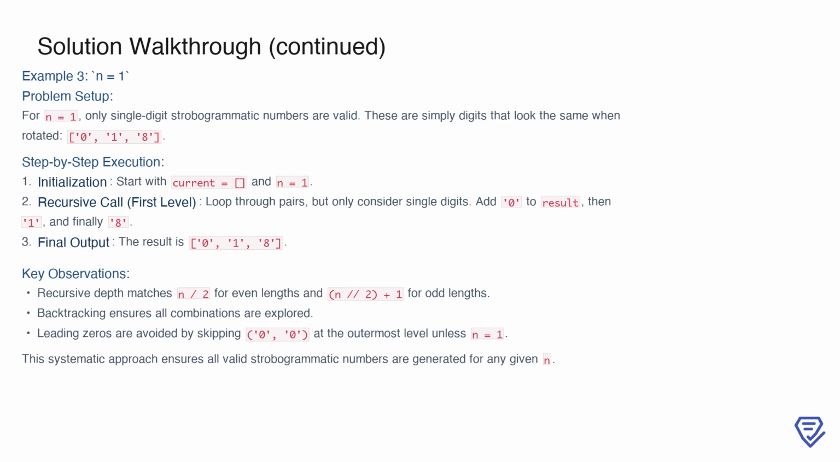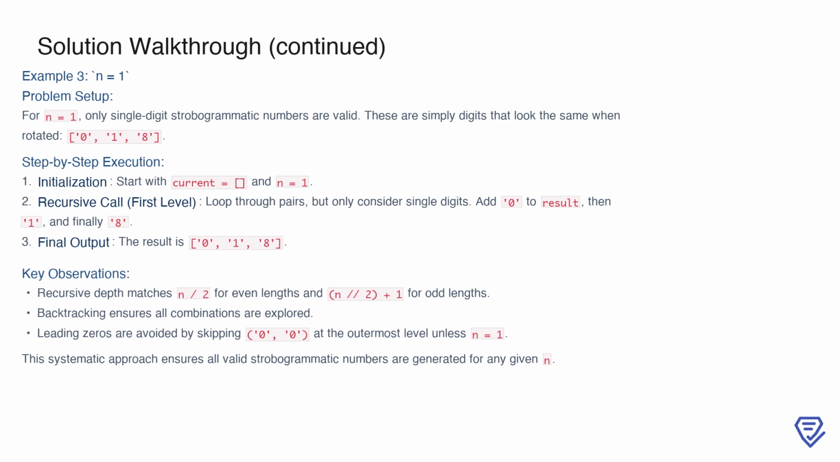We start with an empty list, current, and set n to 1. In the recursive step, we loop through each valid single-digit pair, directly adding 0, 1, and 8 to the result list, as no additional digits are required. The final output for n equals 1 is 0, 1, 8.